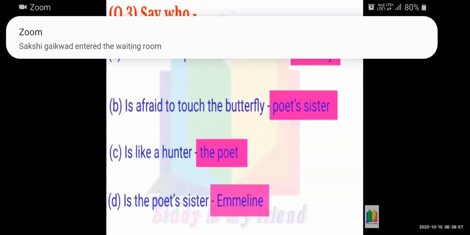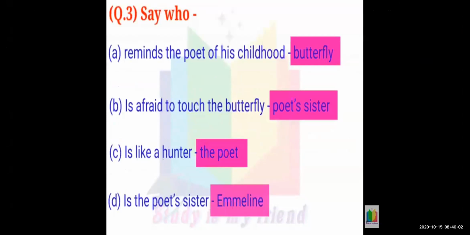Now we see our third topic, that is say who. Means these are the actions and we have to name them. Who has performed these actions? Reminds the poet of his childhood. Butterfly. Butterfly reminds the poet of his childhood days.